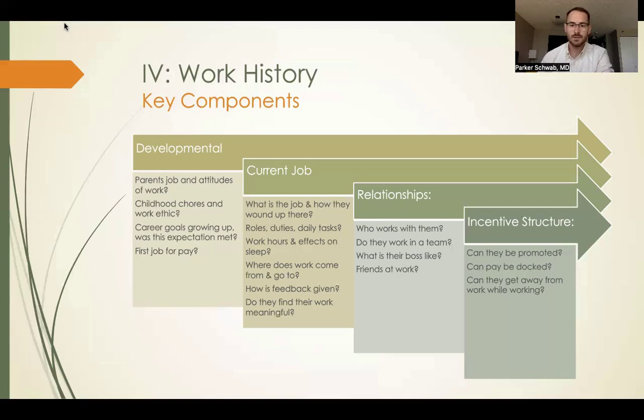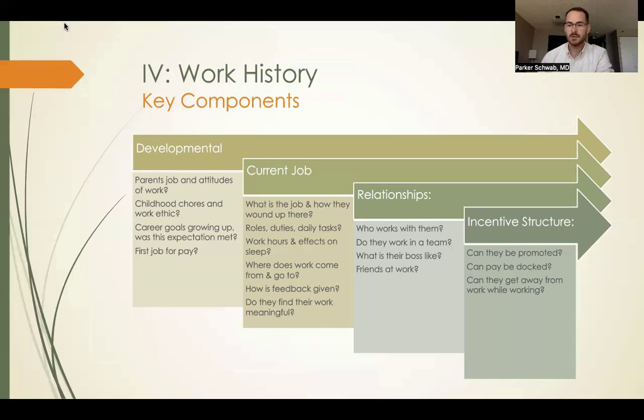You then want to go into their relationships at work. So who works with them? Do they work in teams? Do they like their boss? What is their boss like? And then also, who are their friends at work, if they have any? So really delving into the interpersonal relationships and dynamics at work, and see how they respond to any sources of interpersonal conflict, which may be important, maybe suggesting an underlying personality disorder or some other psychiatric diagnosis.